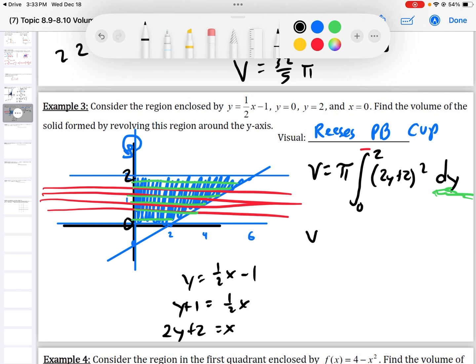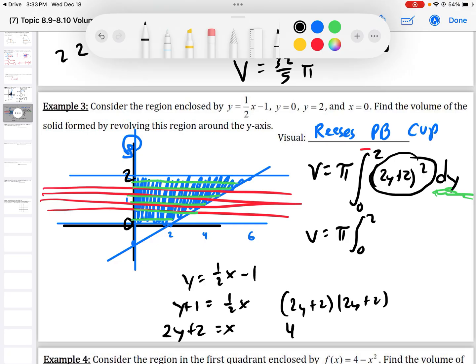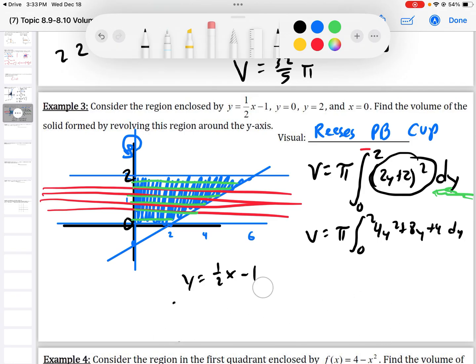So now to integrate, this is the same old. We're getting hopefully pretty good at integration. This one, I could do u substitution. On this one, I think I'm going to multiply this out. I'm going to say 2y plus 2 times itself. That gives me 4y squared plus 4y plus 4y, so 8y plus 4, and then just integrate that. But you could do a u sub with this also. That would be fine. Gives you the same thing.